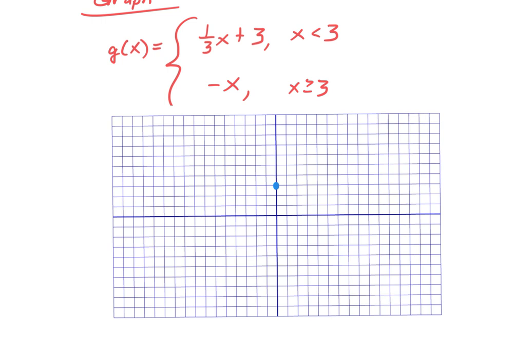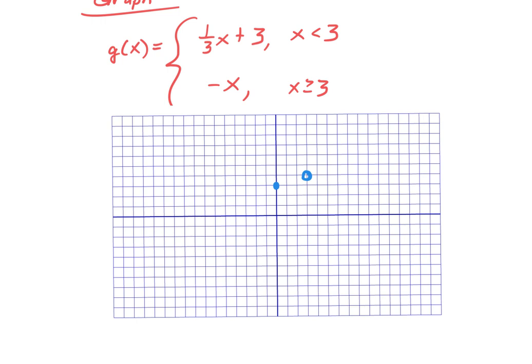Then the second number here is our slope, right? Our slope tells us we're going to go up 1 over 3. Now here's where you've got to be careful. I'm going to put an open circle right here, because at x equals 3, we're not including it. It's not equal to, right? So we're going to put an open circle right here.